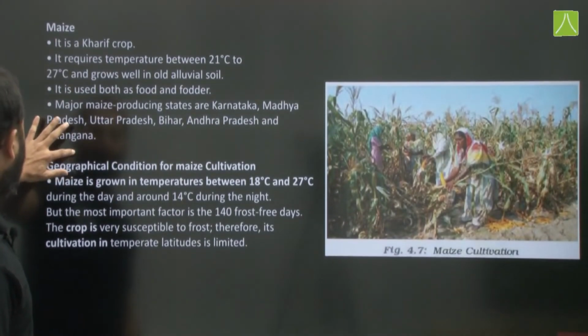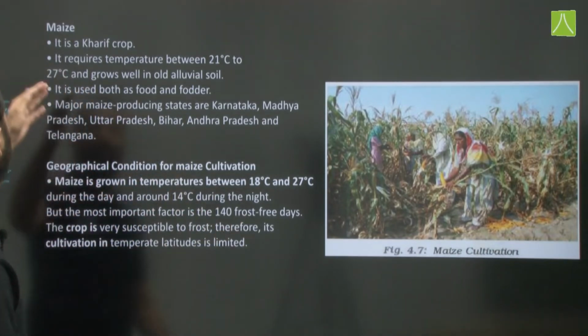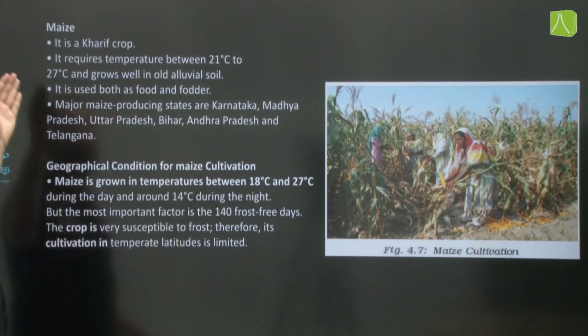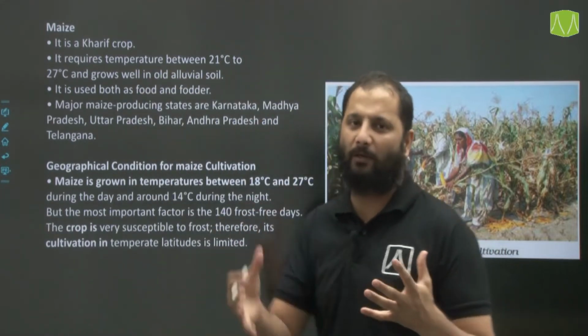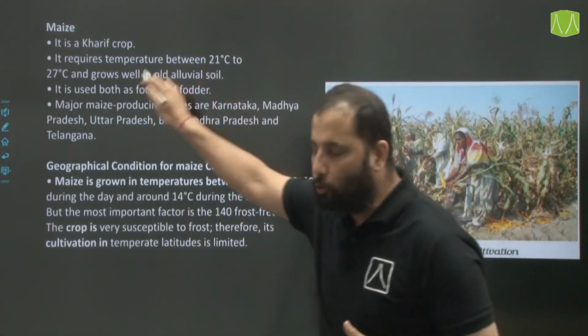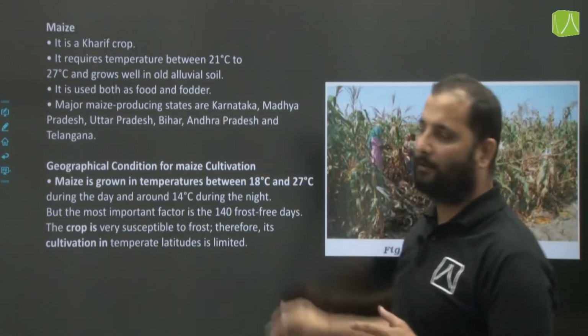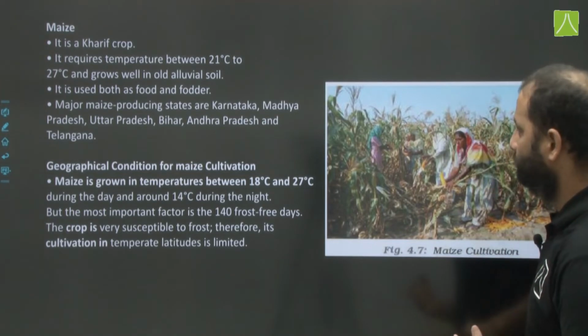A bit detailed explanation about maize. Next is maize. It is a kharif crop, requires temperature between 21 degrees Celsius and 27 degrees Celsius and grows well in old alluvial soil. Maize, also known as corn, is used both as food as well as fodder. Major maize producing states are Karnataka, Madhya Pradesh, Uttar Pradesh, Bihar, Andhra Pradesh and Telangana.